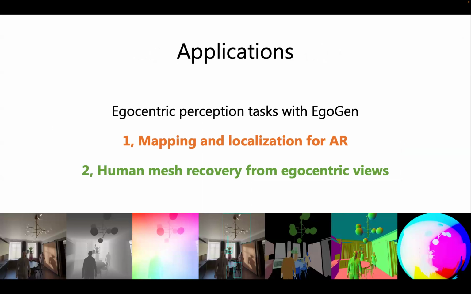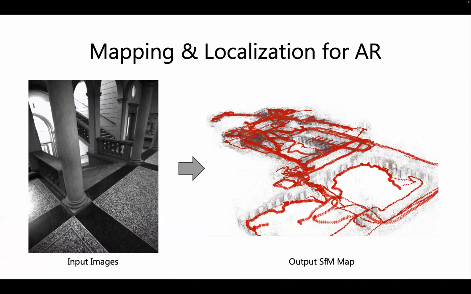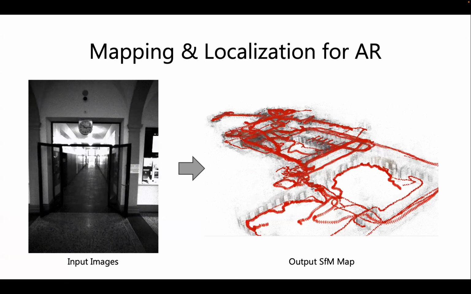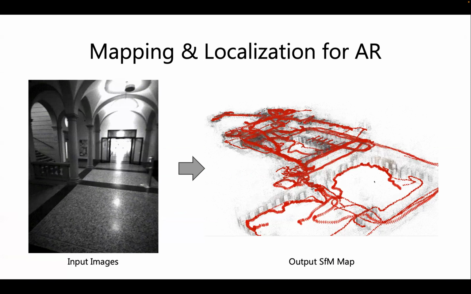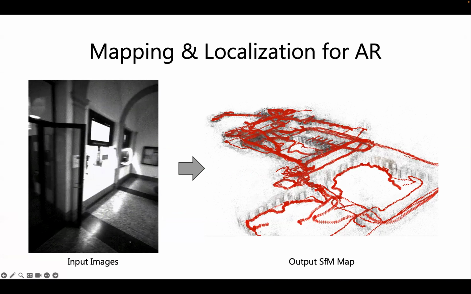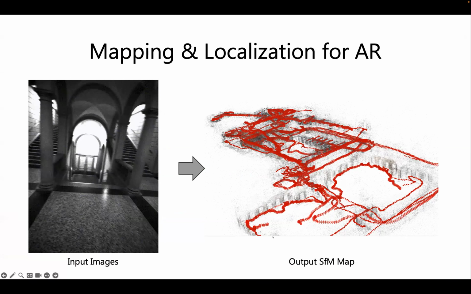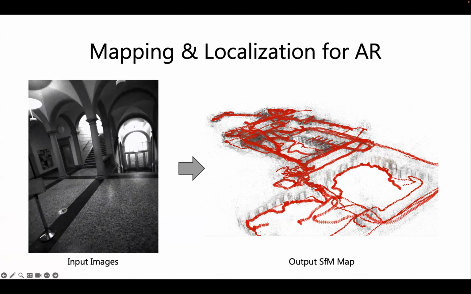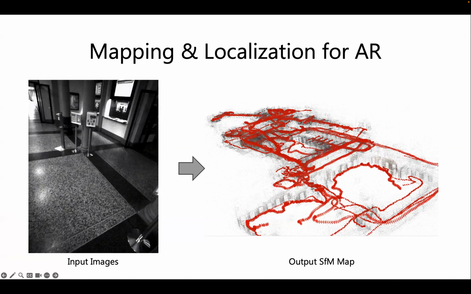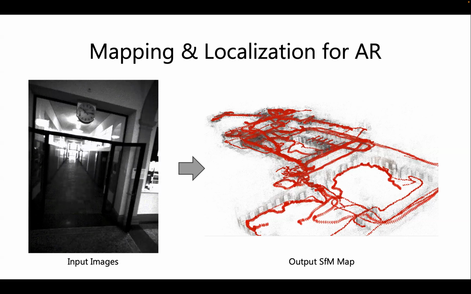Okay, so with this EgoGen, we showed 2 perception tasks in this paper. The first one is mapping and localization for AR. The second one is human mesh recovery from egocentric view. So first, what is mapping and localization for AR? For AR devices like HoloLens, what you normally want to do is wear the HoloLens, walk around in a building, and build a structure from motion map based on this captured data. Later, this structure from motion map can be used for localization of other AR devices. That's the application scenario they have.